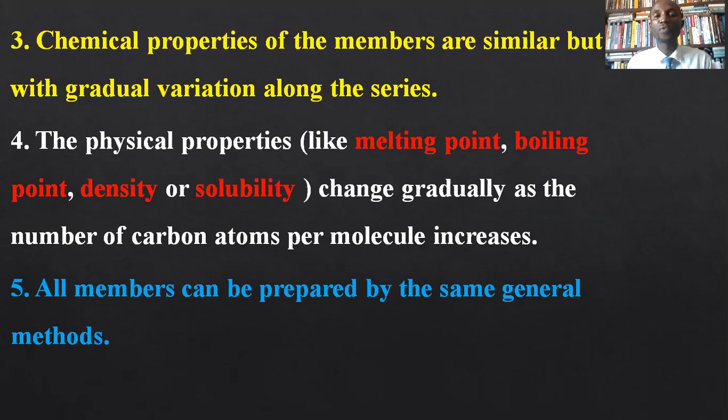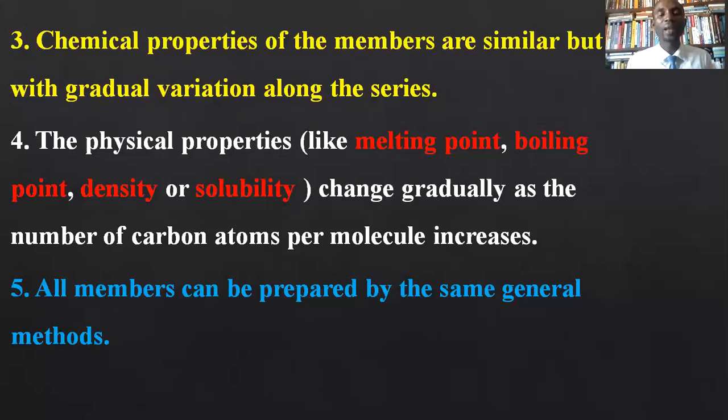Then number 5 is that all members can be prepared by the same general method. If one uses a particular method of preparation, the second one should also be prepared like that. It's just a matter of changing the number of carbon atoms based on what you want to prepare. So they can be prepared in the same way.